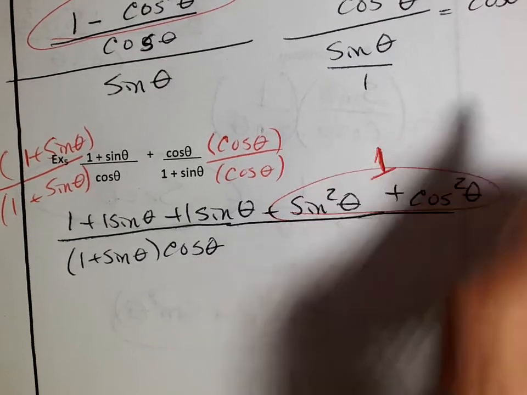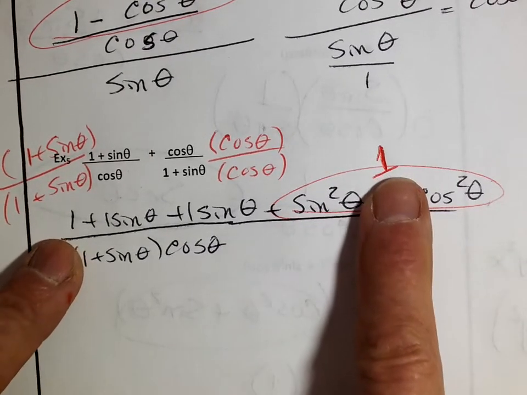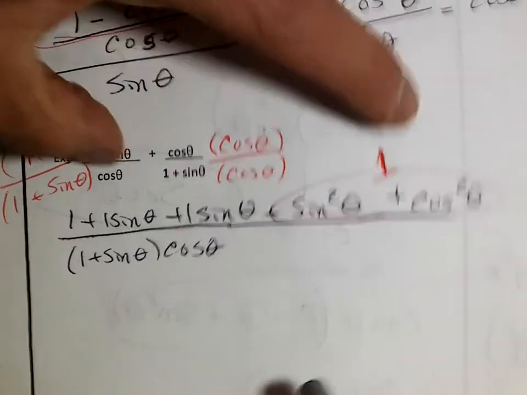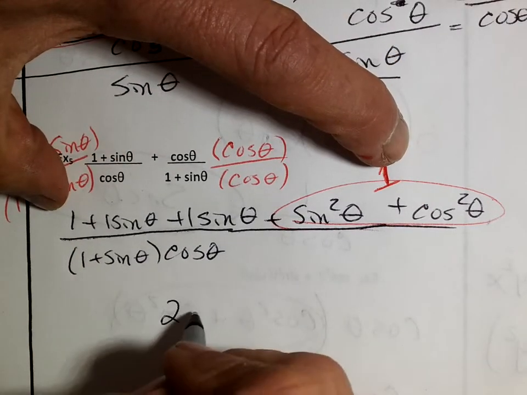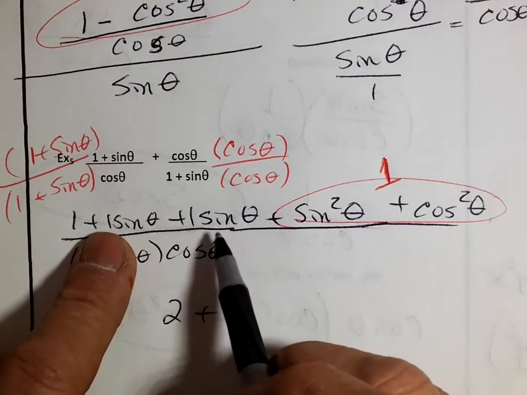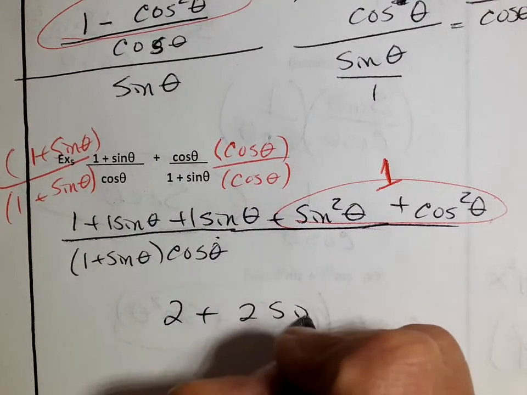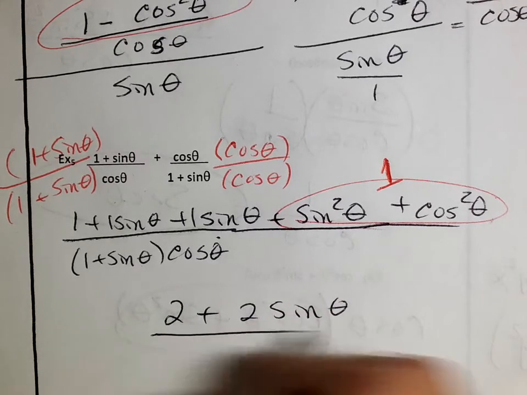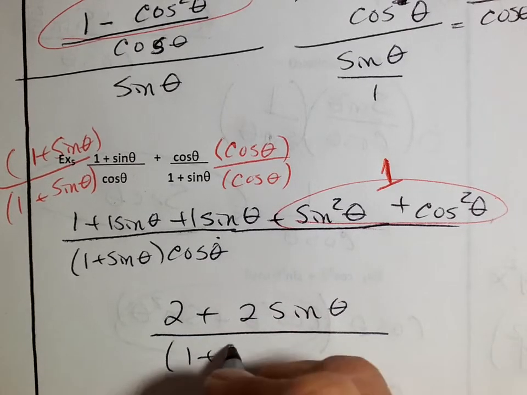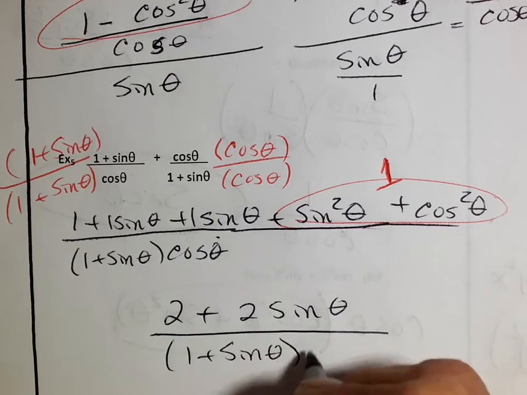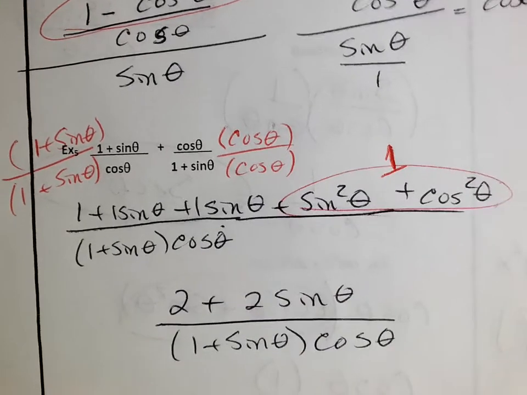Celeste, you're way ahead of me. I like that. So 1 plus 1 is 2. What's 1 sine plus 1 sine? 2 sine. So I have 2 plus 2 sine over 1 plus sine theta times cosine theta. Okay, how am I doing?